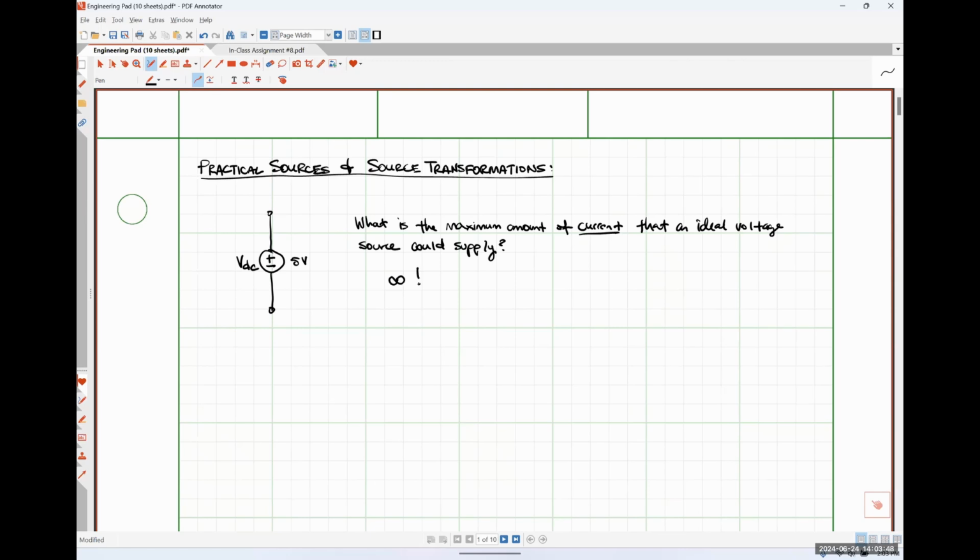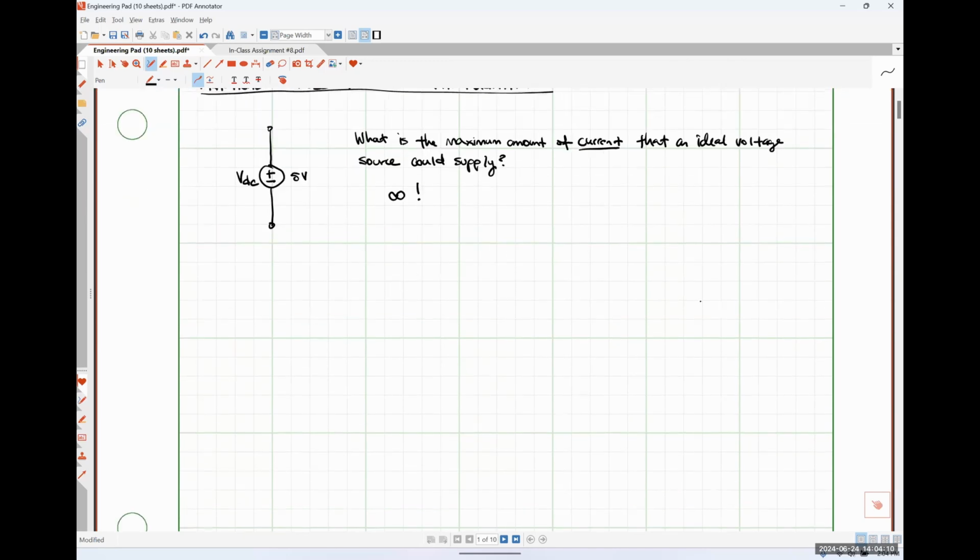Now, let me ask you a follow-up question. Is it possible to supply an infinite amount of current in a real system? No. Absolutely not, because that would mean that we are generating or we would need access to an infinite amount of charge, okay?